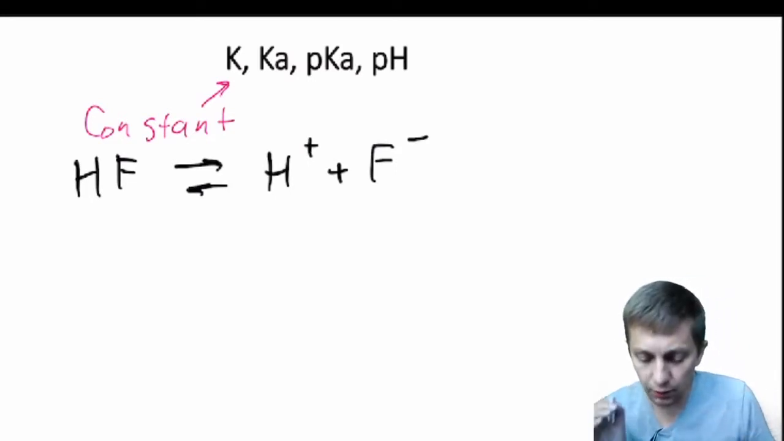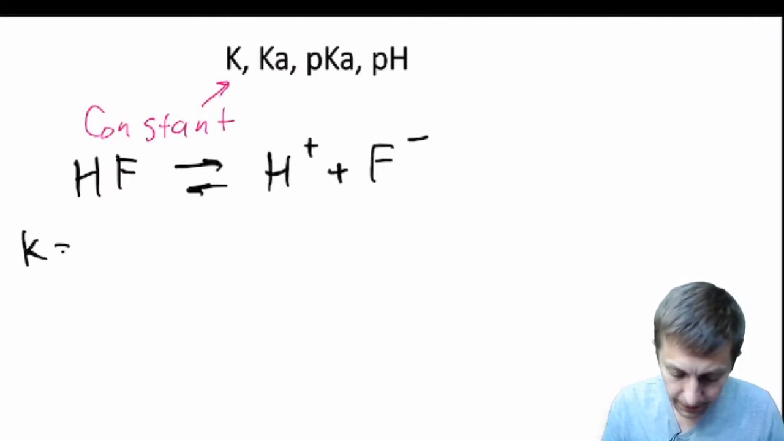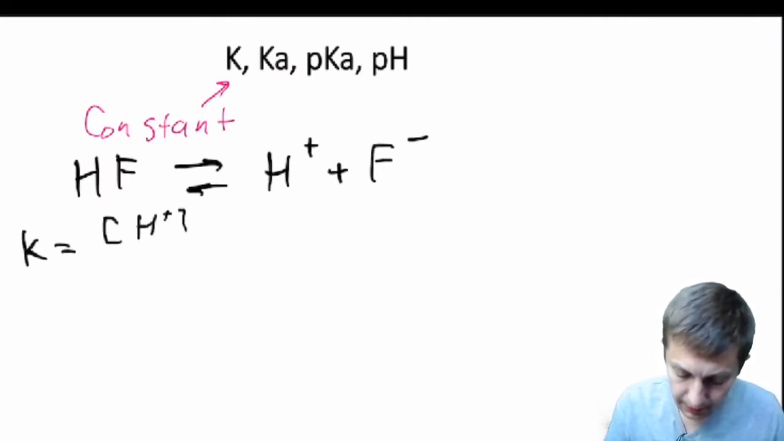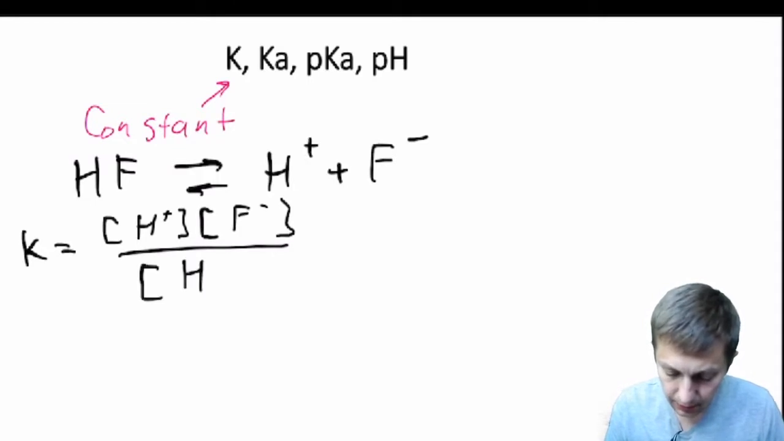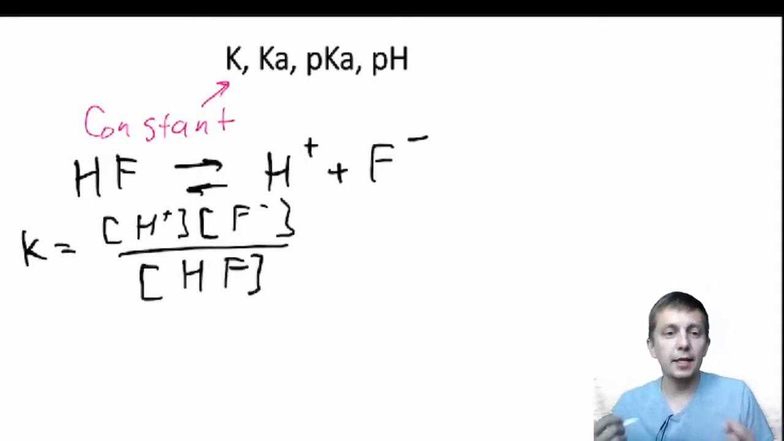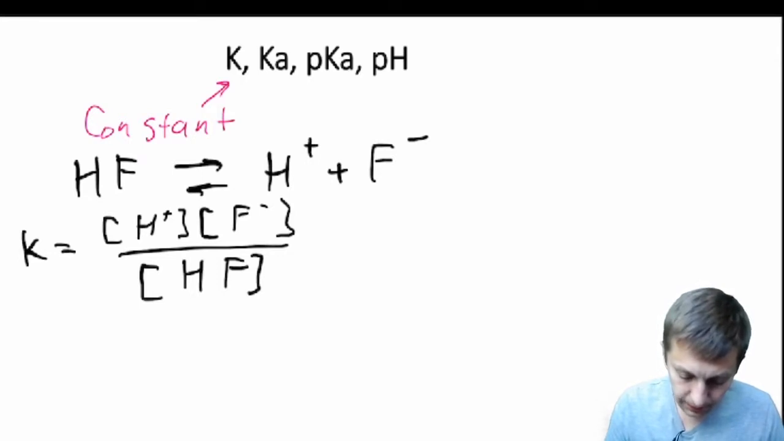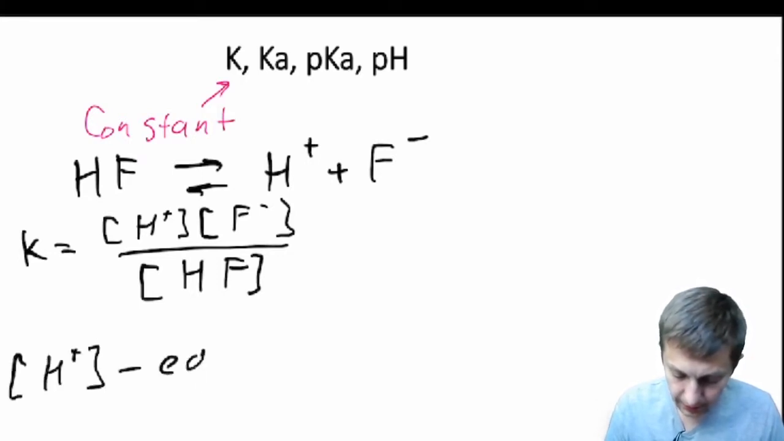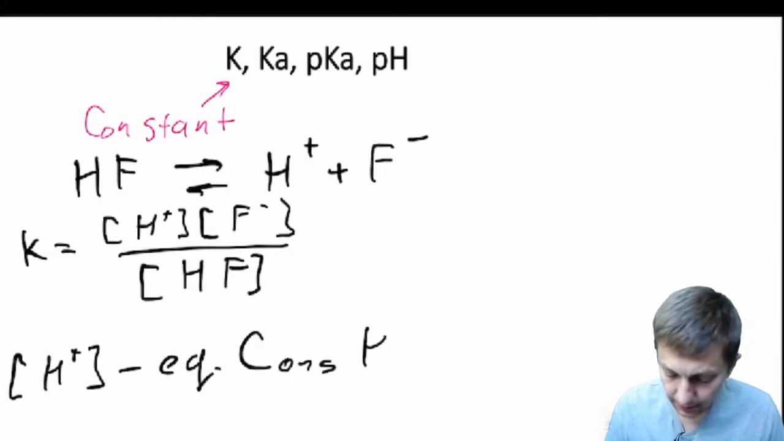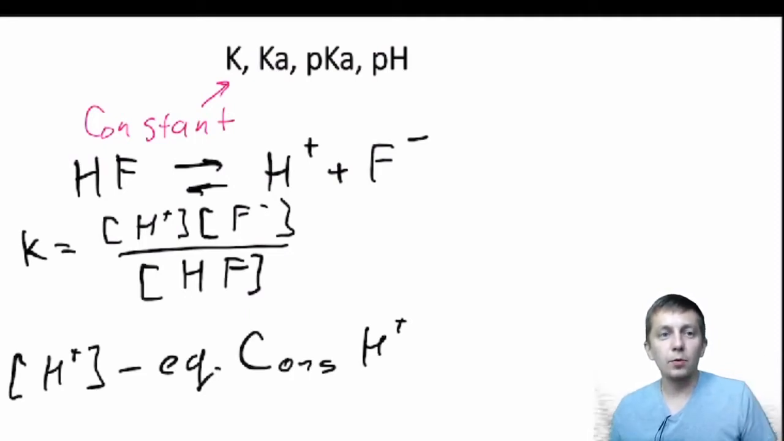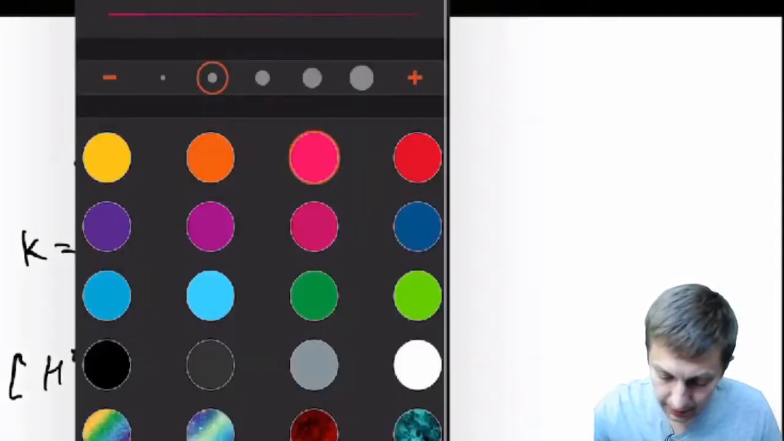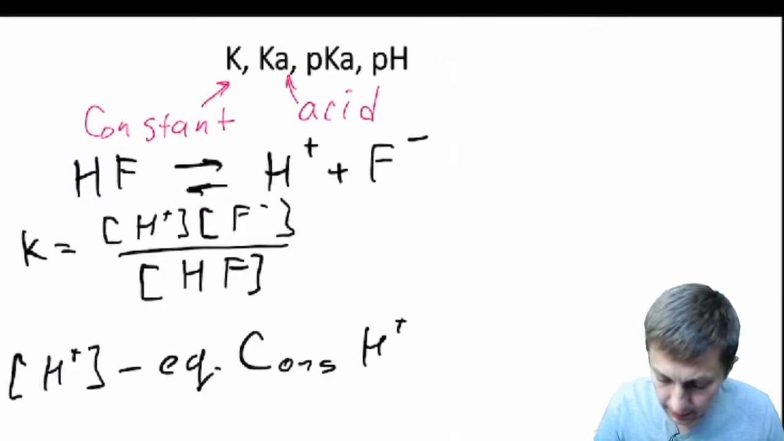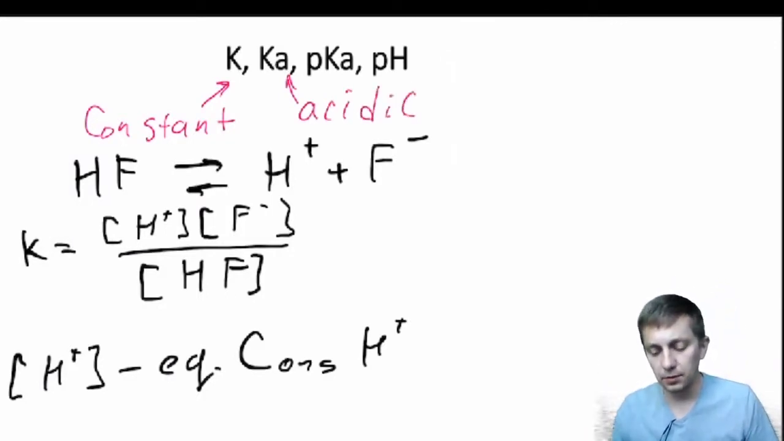And the mathematical ratio for the constant will be K equals the concentration of H plus times the concentration of F minus divided by the concentration of HF. Square brackets in chemistry are used as a symbol of equilibrium concentration. So [H plus] is the equilibrium concentration of H plus. We also very often deal with Ka. Ka means acidic. So if you see A, it means you're dealing with acid.